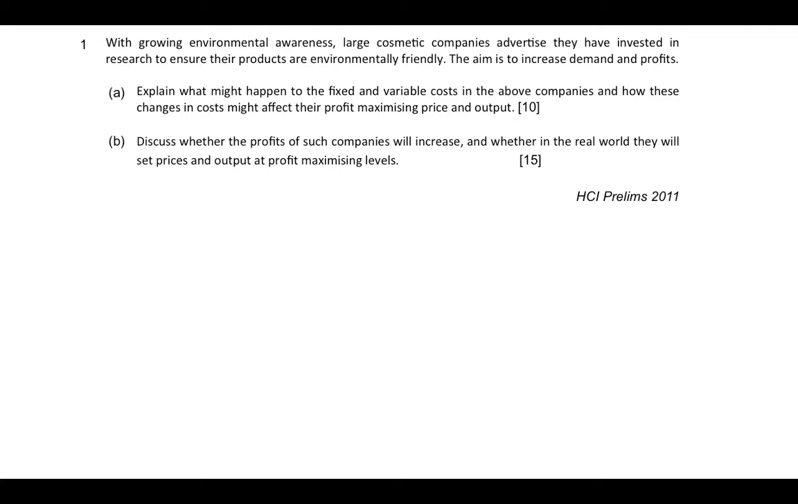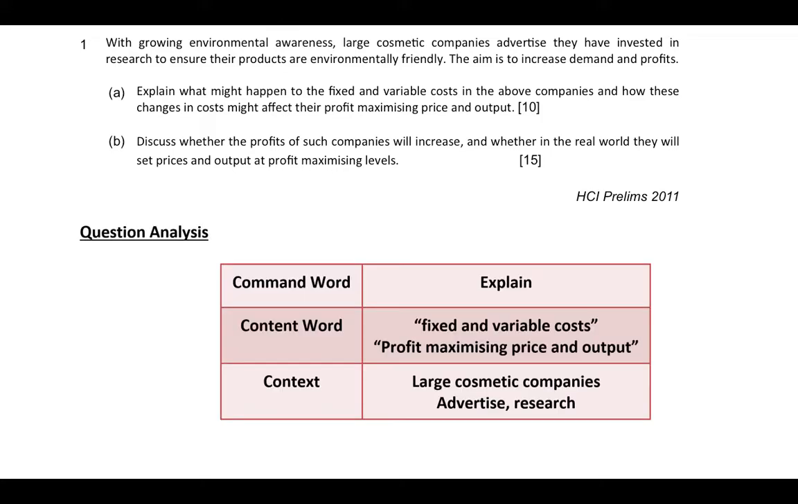So we have for part A, explain what might happen to the fixed and variable costs in the above companies and how these changes in cost might affect their profit maximizing price and output. So if we do our quick question analysis, our 3Cs, you will see that we have the following. The command word here is explain. So what you need to do is basically to elaborate.